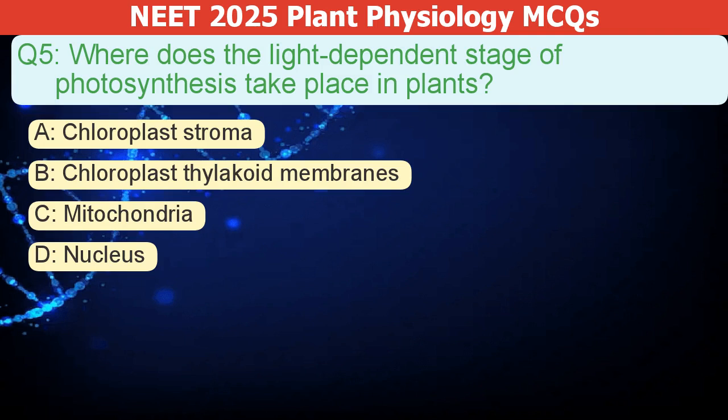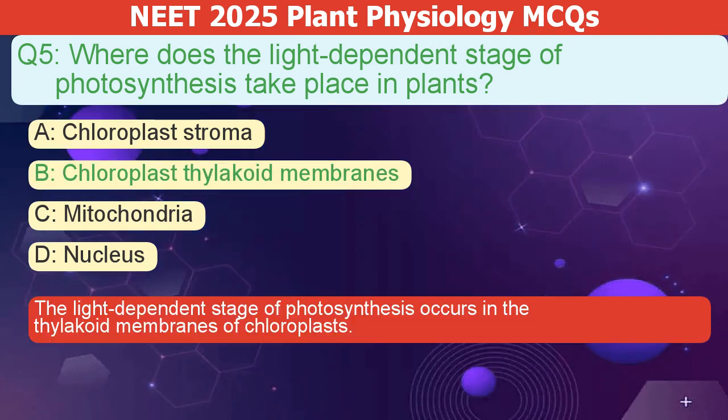Where does the light-dependent stage of photosynthesis take place in plants? A. Chloroplast stroma. B. Chloroplast thylakoid membranes. C. Mitochondria. D. Nucleus. The correct answer is B. The light-dependent stage of photosynthesis occurs in the thylakoid membranes of chloroplasts.